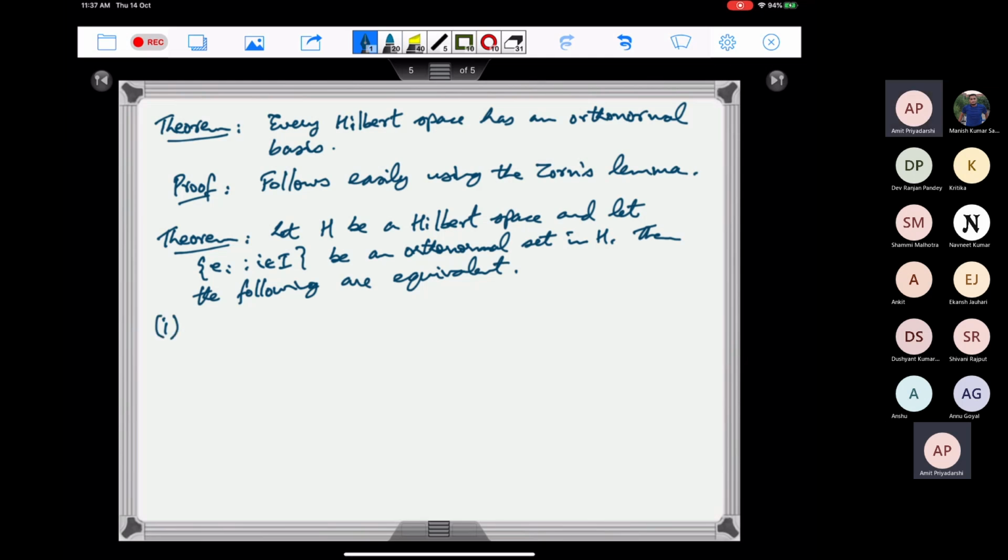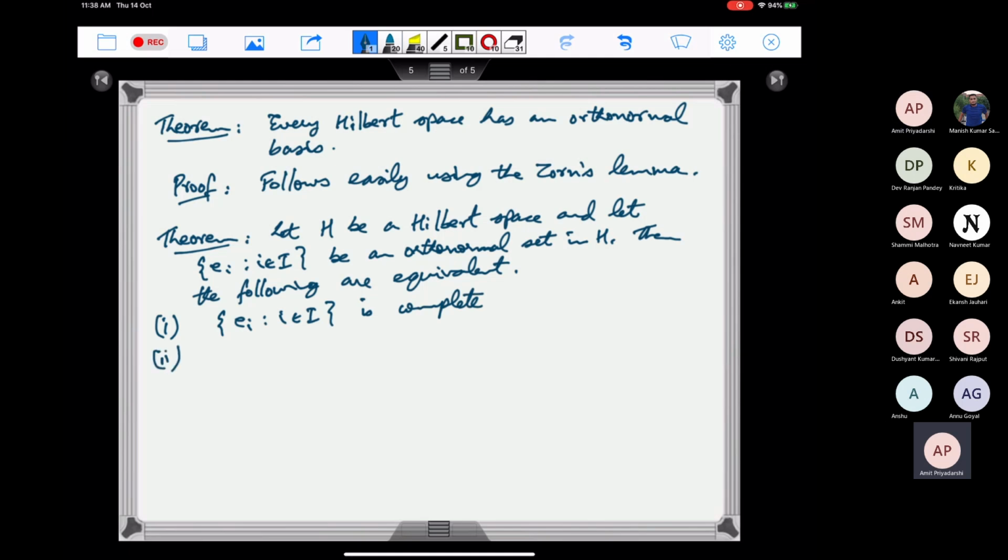The first one is that this set {e_i, i in I} is complete.